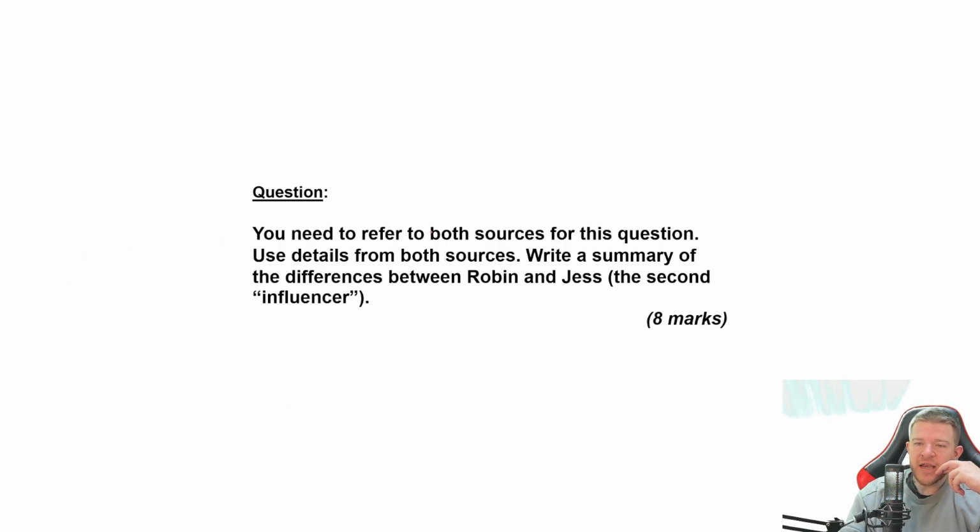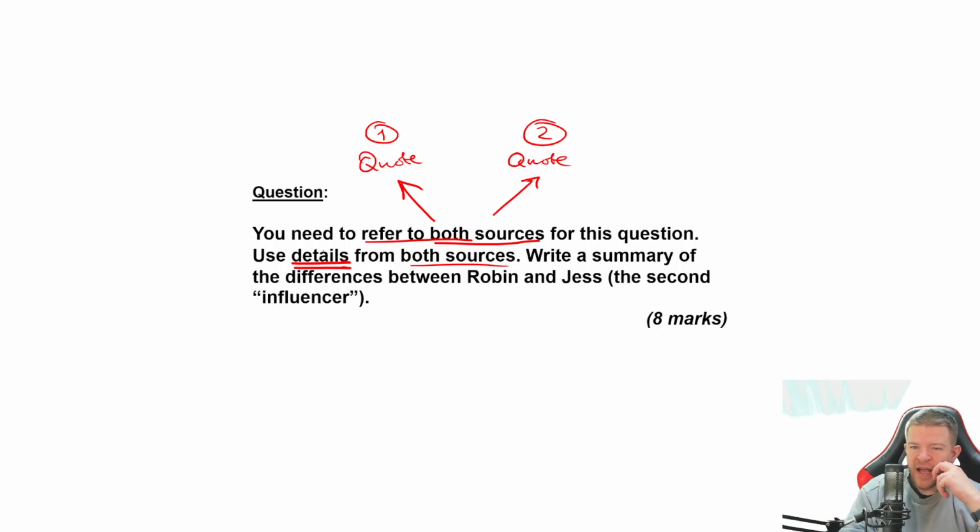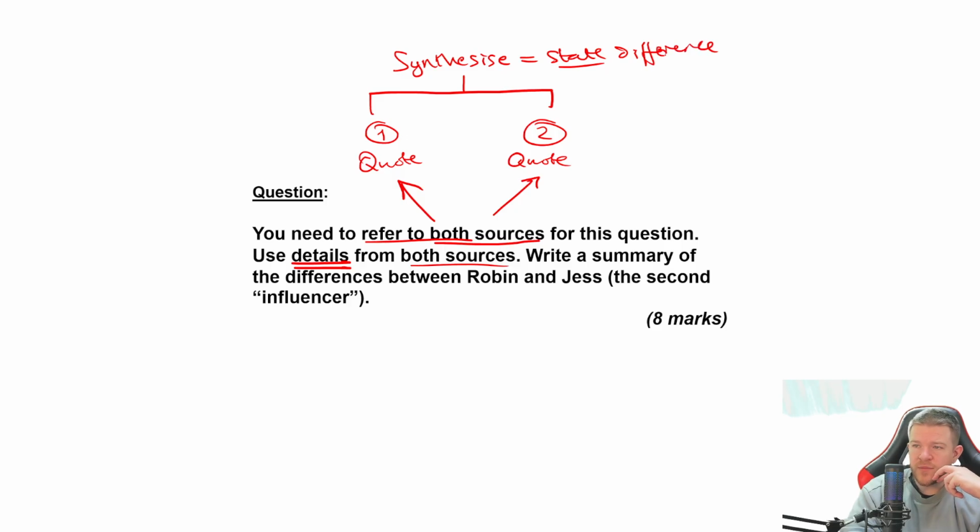Let's have a look. Okay, so here is the question itself. You need to refer to both sources for this question. Refer to both sources. So you're going to quote from text 1 and you're going to quote from text 2. Okay, that's what it means when it says use details from both sources. When it says need to refer to both sources, it essentially is saying synthesize, which is where you take the two texts together. So state the difference or similarity if it is one.